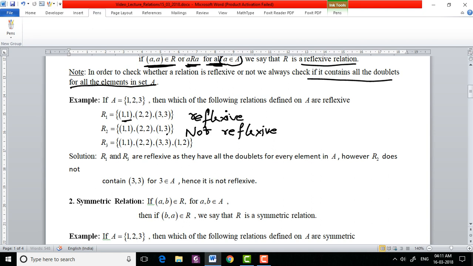Let's move on to the relation R3. R3 contains (1, 1), (2, 2), (3, 3) and another element (1, 2). So as the definition says, corresponding to every element in set A, we need all the ordered pairs, and R3 contains all the 3 ordered pairs, and hence it is also reflexive in nature.